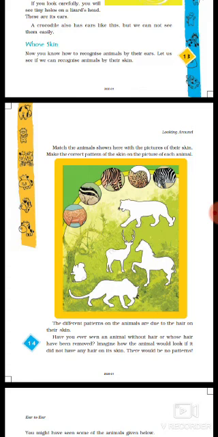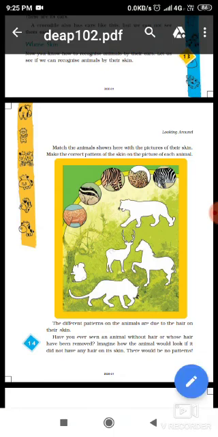Let us see whose skin this is. Match the animals shown here with the pictures of their skin. Make the correct patterns of the skin on the picture of each animal. The different patterns on the animals are due to the hair on their skin. Have you ever seen an animal without hair or whose hair has been removed? Imagine how the animals would look if they did not have any hair on their skin. There would be no patterns.